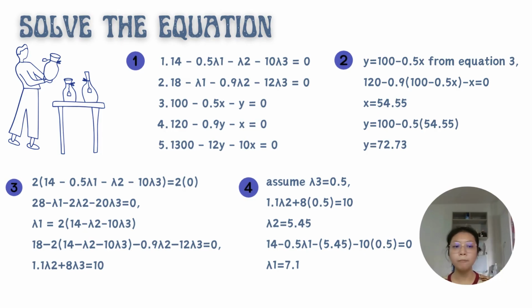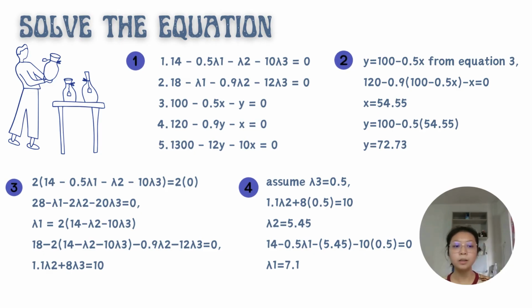Once the value of x is calculated, we can solve for the value of y. We substitute the value of x into equation 6, then we get the value of y, which is 72.73. After solving x and y, we calculate the values of lambda 1, lambda 2, and lambda 3. We multiply equation 1 by 2 to make sure that the 0.5 lambda 1 becomes 1 lambda in equation 1.